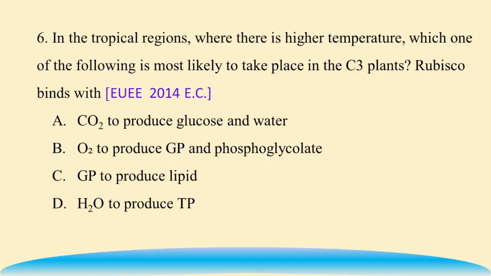Question number 6. In the tropical regions, where there is higher temperature, which one of the following is most likely to take place in C3 plants? Rubisco binds with A. Carbon dioxide to produce glucose and water. B. Oxygen to produce GP and phosphoglycolate. C. GP to produce lipid. D. Water to produce TP.